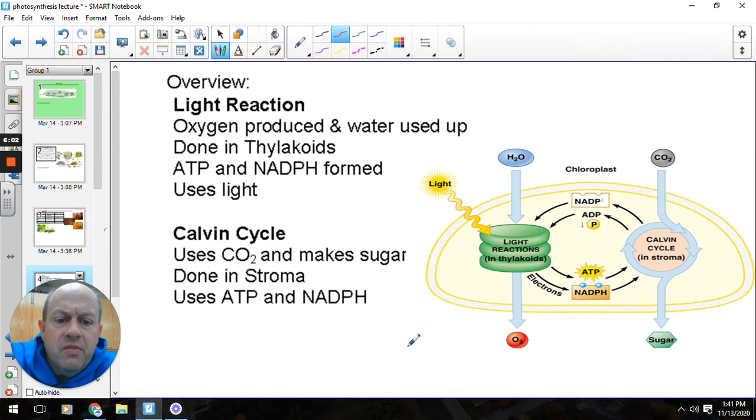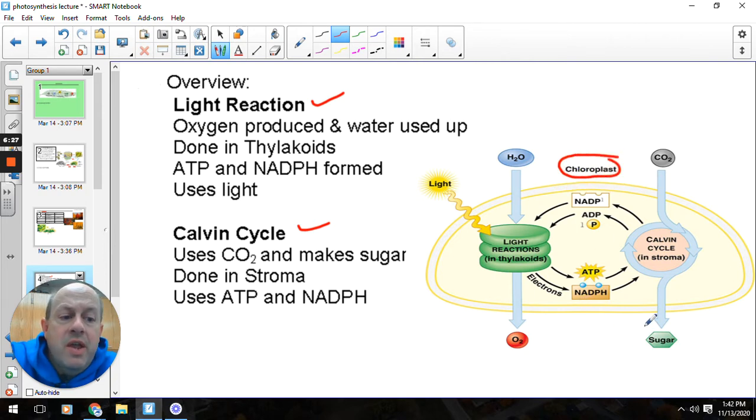So let's take a look at photosynthesis as a process. The nice thing about photosynthesis is it only has 2 stages, unlike cellular respiration that kind of had 4. So that'll make it a little easier for us. And those stages are the light reaction and the Calvin cycle. And they both take place in the chloroplast. It's just that they take place in different parts.